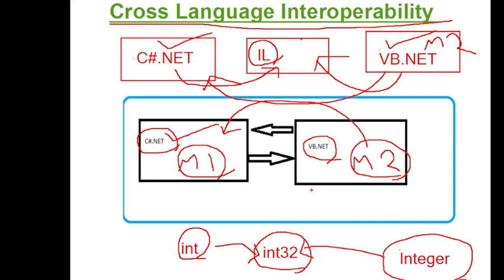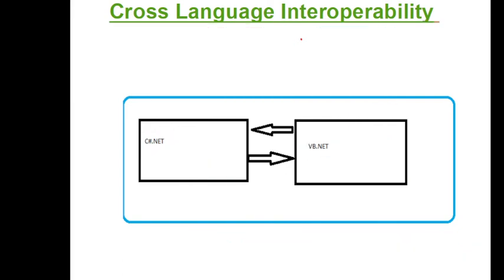That's the concept called the common type system, which it follows. Since it allows Int32 in the intermediate language, C#.NET can easily consume this VB.NET code, because both have the same code in the intermediate language. Now it can easily be consumed. So that's basically cross-language interoperability. This is the concept behind cross-language interoperability.